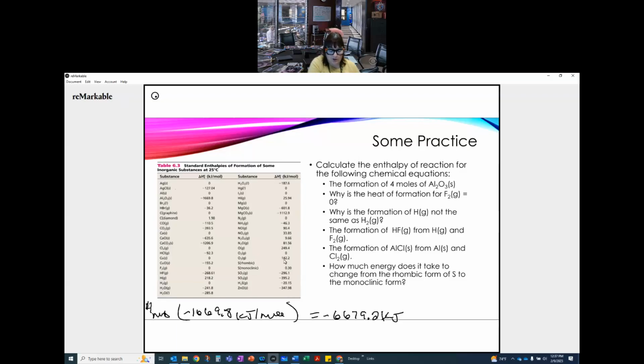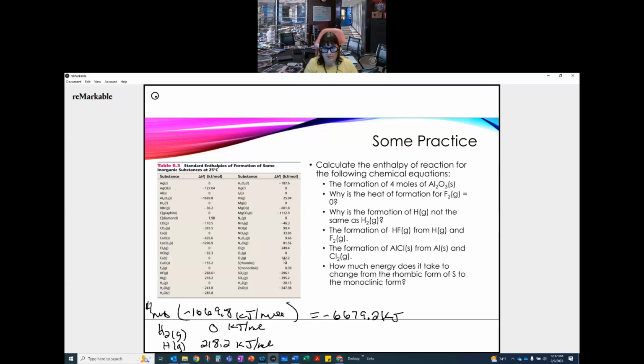What is the formation of H gas? Not the same as H2 gas. If we look at H2 gas, that has a value of 0, right? And that makes sense to us because that's how it exists in nature. But H is not how it exists in nature, and so that has a value of 218.2 kilojoules per mole. That's how much energy it takes to break that H-H bond. So to get it from H2 to H, that's how much energy we need to put in. It's important that we understand that.